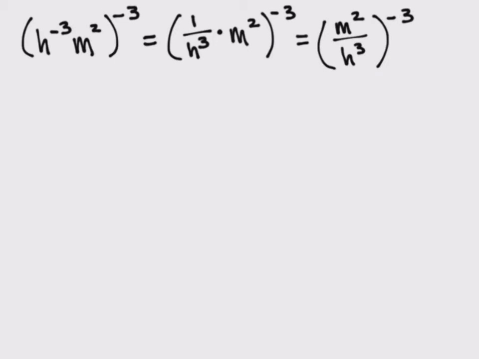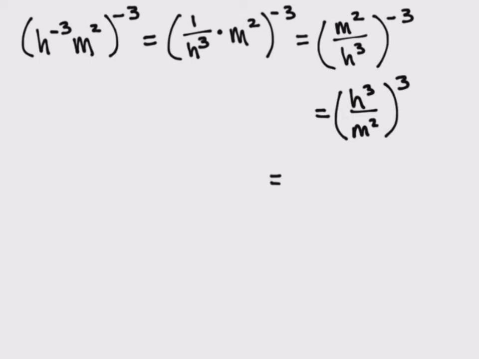Even though we've taken all the exponents inside of the parentheses and made them positive, we still have a negative exponent outside of the parentheses. But we know what it means to raise something to the negative 3rd power. That means take this base, in this case m squared over h to the 3rd, find its reciprocal, in this case h to the 3rd over m squared, and raise that to the positive 3rd power.